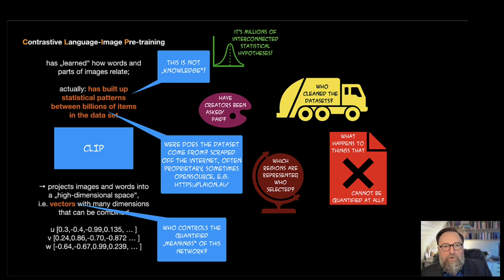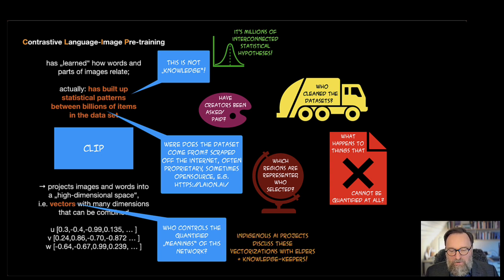Okay, a third point I have here, and this is the vector thing. Who controls? So these vectors, these numbers that you see there, represent the meaning of concepts and how they are interrelated to each other, millions and millions of them. Who controls the quantified meanings of this network? So who's in charge of making sure that it makes sense in a way and is not just some kind of outcome of brute force statistics? This is a question of fine-tuning, and this is expensive.